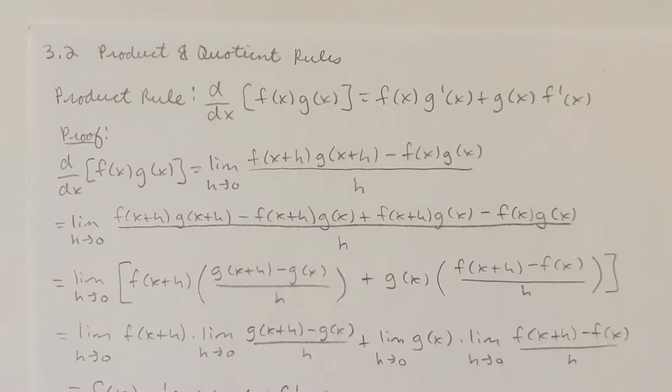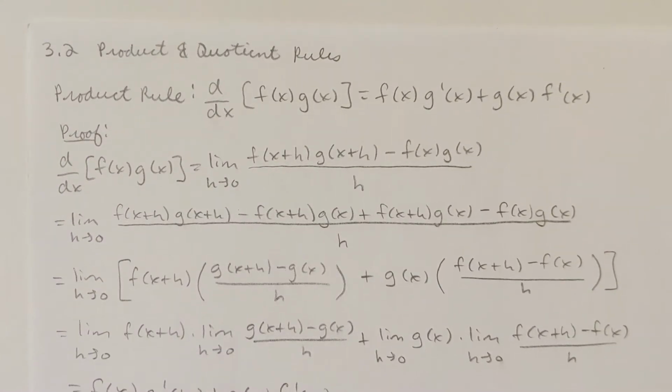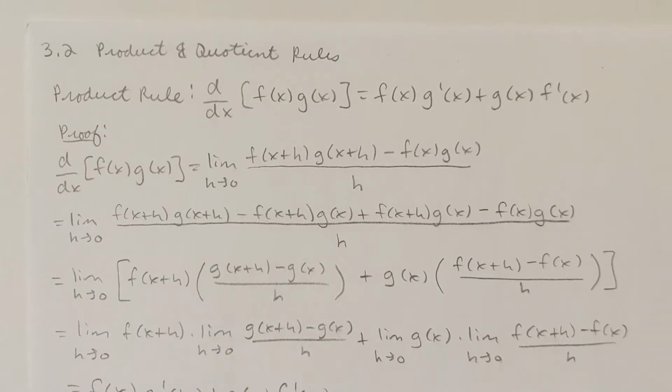Okay, I'm going to begin section 3.2 now. In section 3.2, we're going to talk about what's called the product and the quotient rules. The product rule and the quotient rule are super important. We're going to use both of these all over the place for every single chapter. Okay, so I would memorize these two formulas. Like I said, we'll be using them a lot.